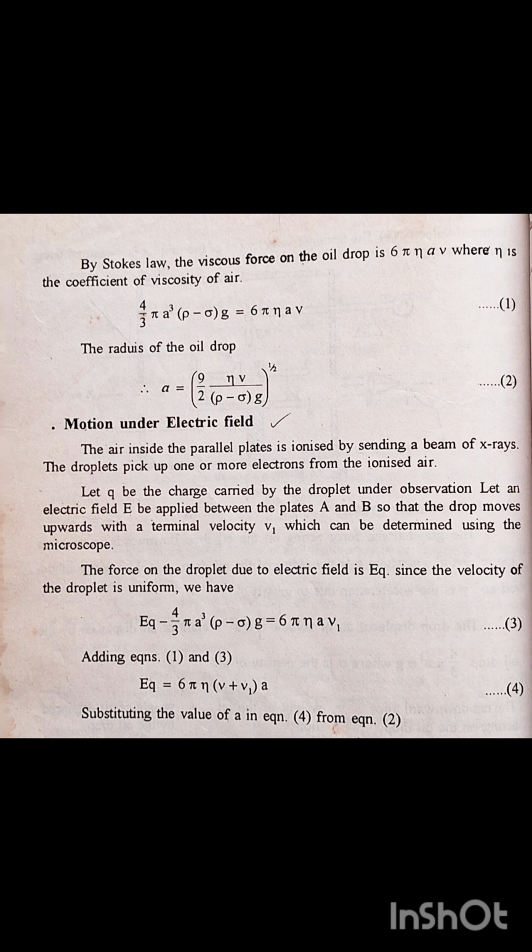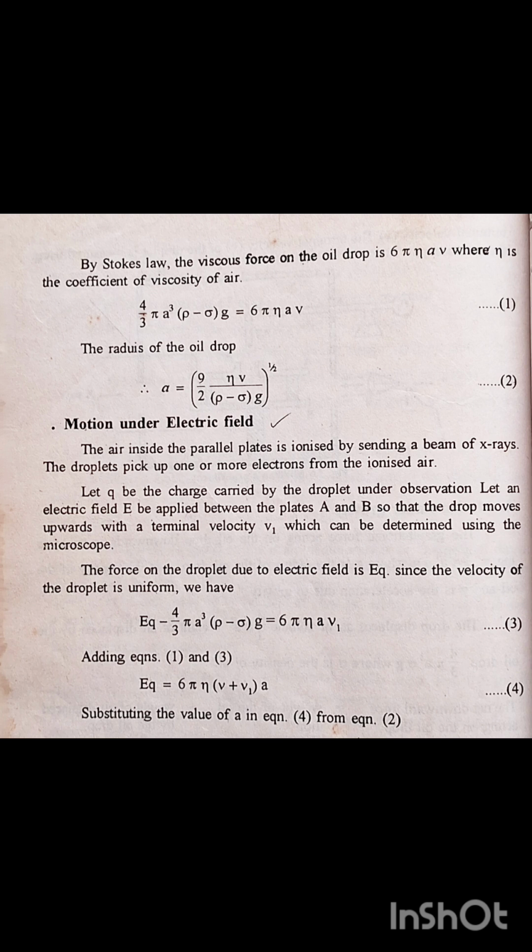The air inside the parallel plates is ionized by sending a beam of X-rays. The droplets pick up one or more electrons from the ionized air. Let Q be the charge carried by the droplet. Under observation, let an electric field E be applied between the plates A and B, so that the drop moves upwards with the terminal velocity v1, which can be determined using the microscope. The force on the droplet due to the electric field is QE.